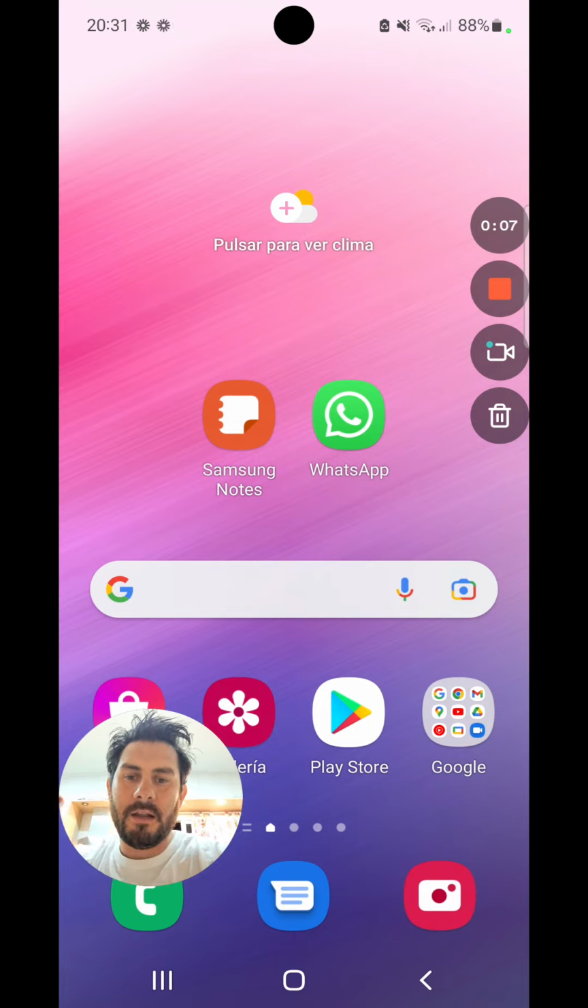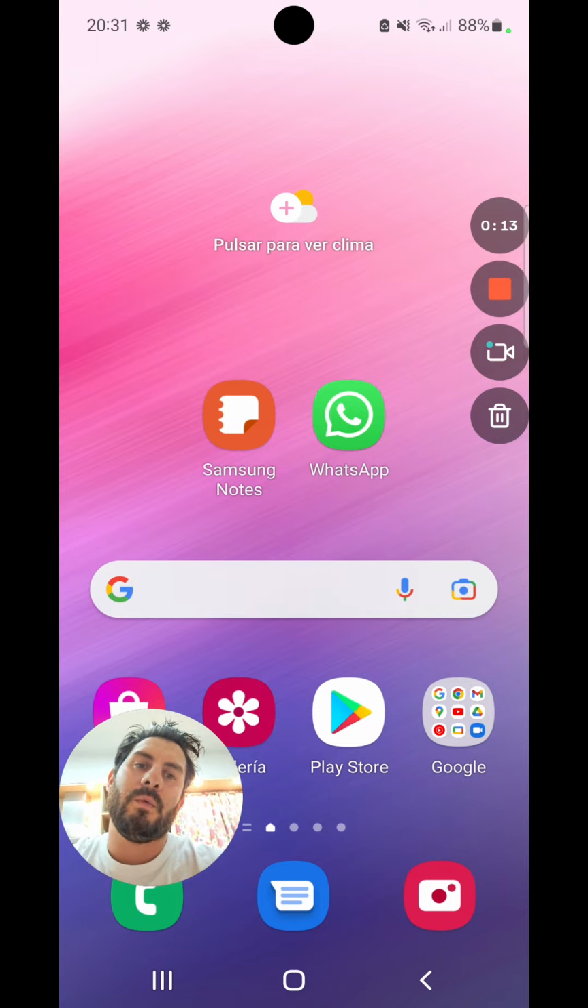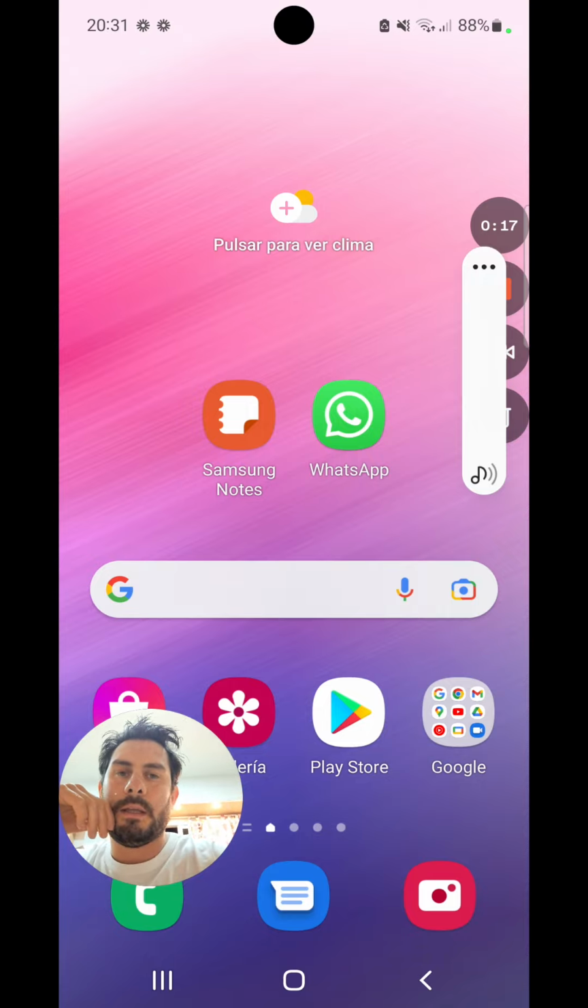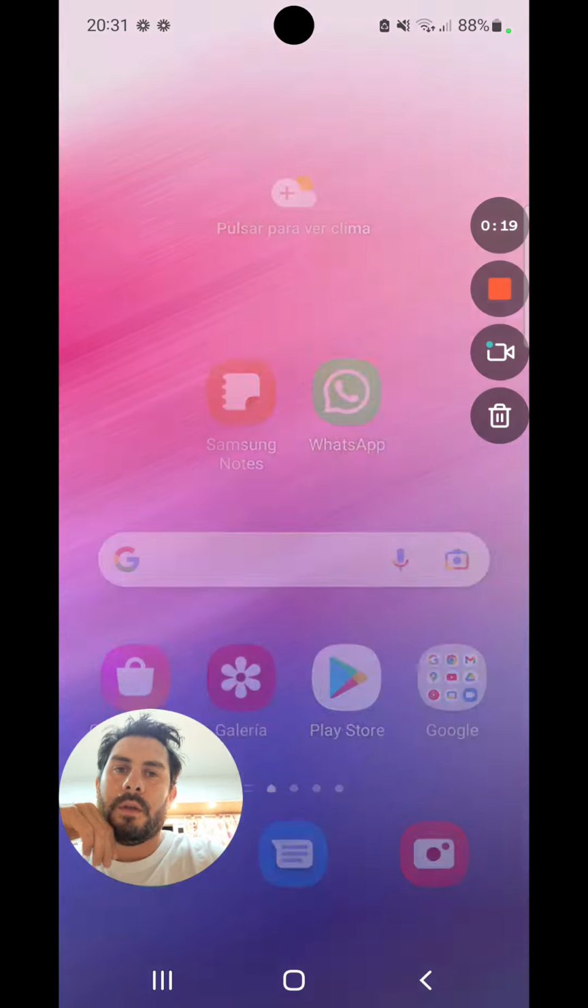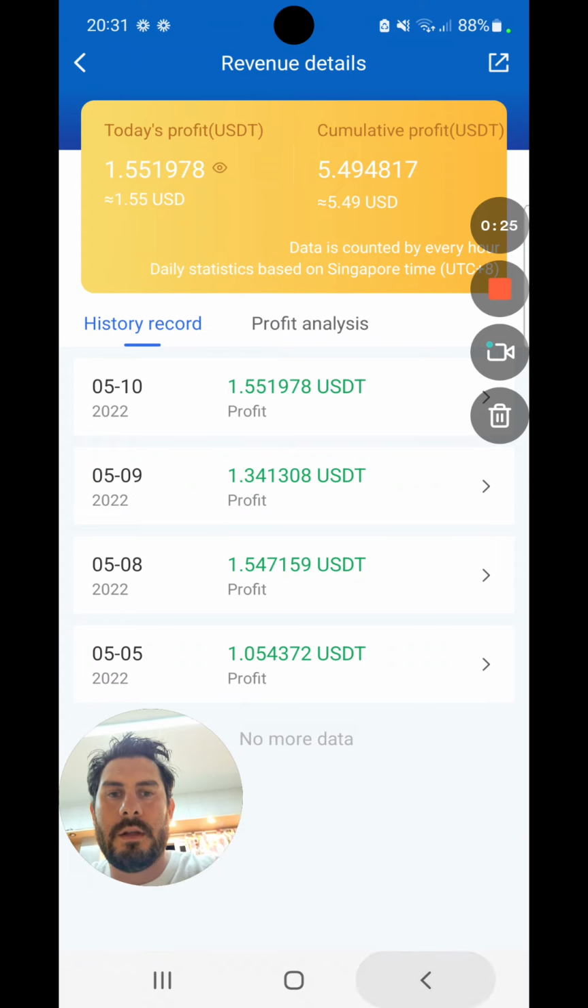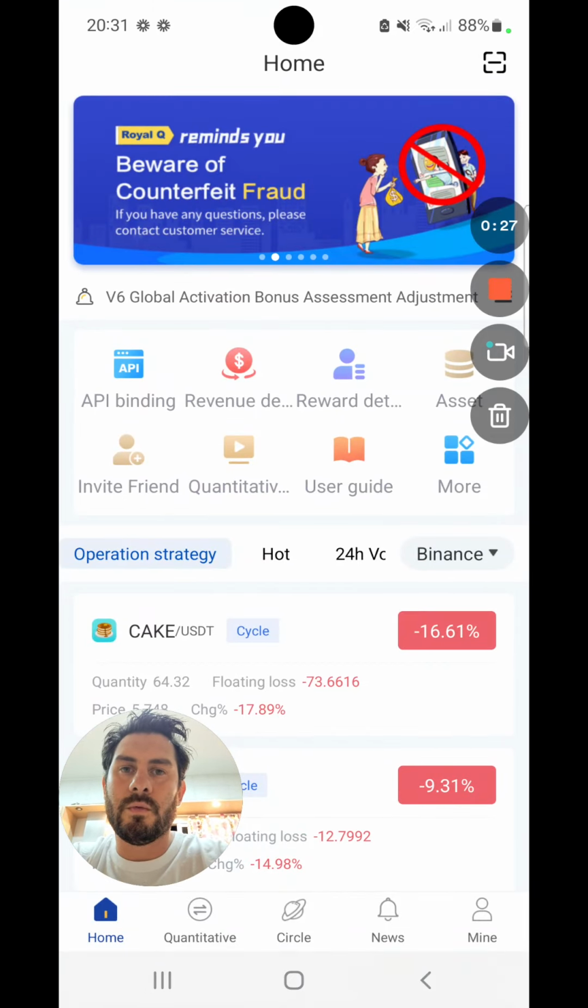My name is Daniel. I'm the face from Crypto for Beginners, and today we will make a quick review about Roger Q. Roger Q is an app that allows you to auto trade.